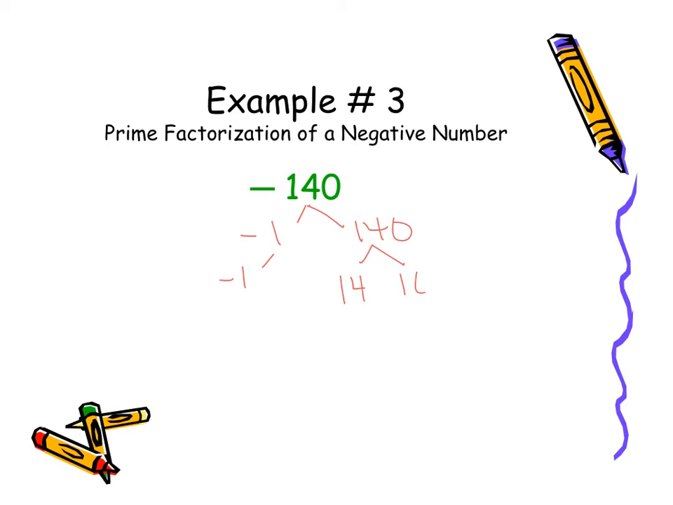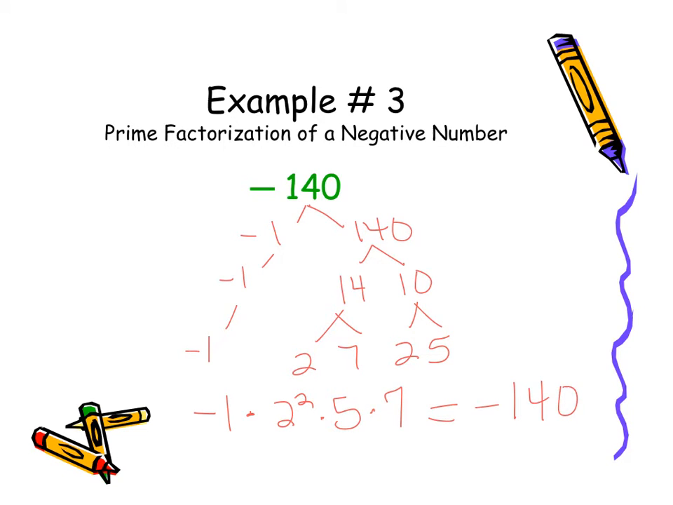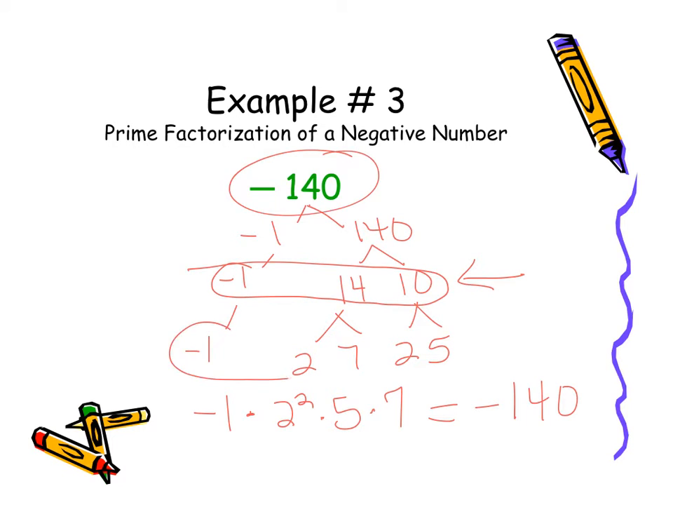Since 140 ends in 0, 14 times 10 is a good way to go. And then I have negative 1. 14 factors into 2 times 7. 10 factors into 2 times 5. And all these numbers are prime. So my prime factorization of negative 140 is negative 1 times 2 squared times 5 times 7. If I multiply all those together, I get negative 140. One way to check that you haven't gone wrong anywhere is to take each level in the factor tree and multiply all the numbers together. You should get back what you started with, and your prime factorization should give you what you started with.